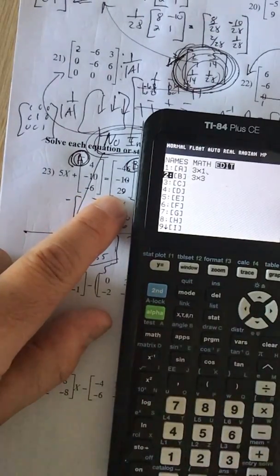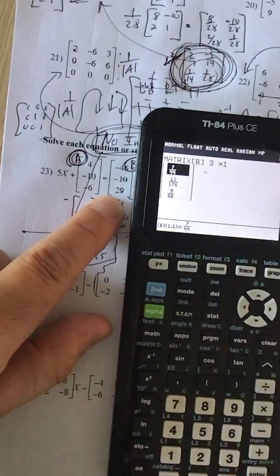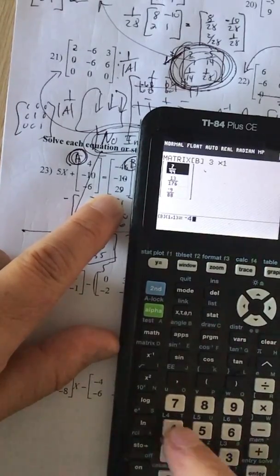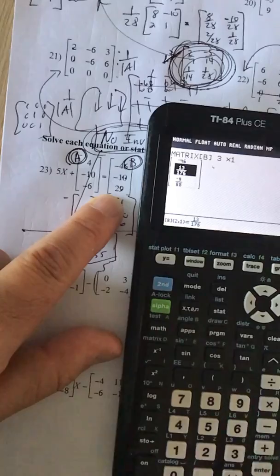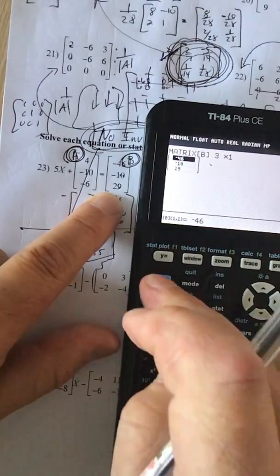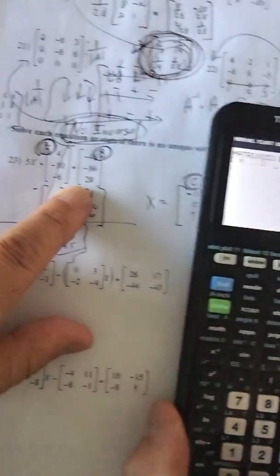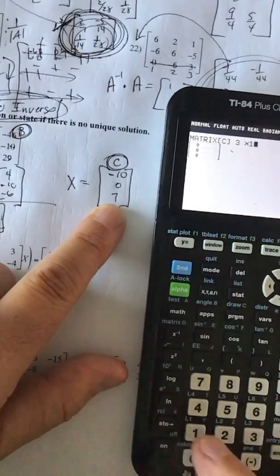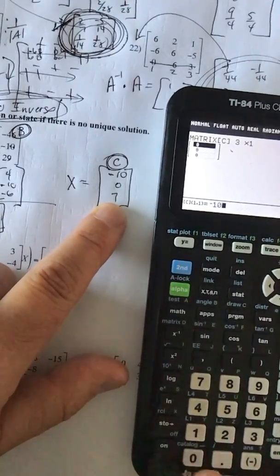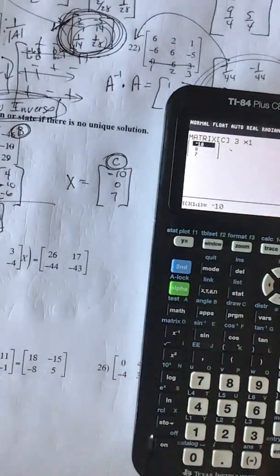I'm going to go edit B. It's also a 3 down by 1. And it needs a negative 46, a negative 10, and a 29. I'm going to do second matrix, and I'm going to go edit C. It also is a 3 by 1. And it is a negative 10, a 0, and a 7.